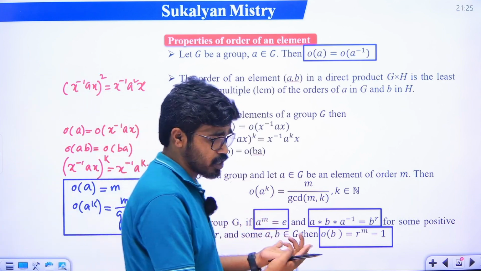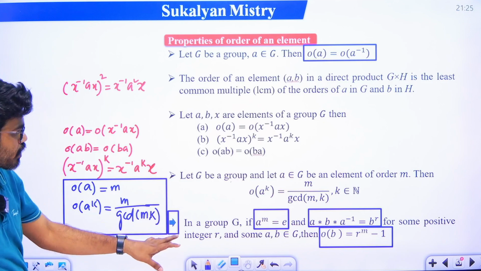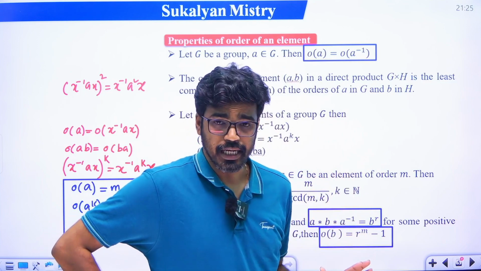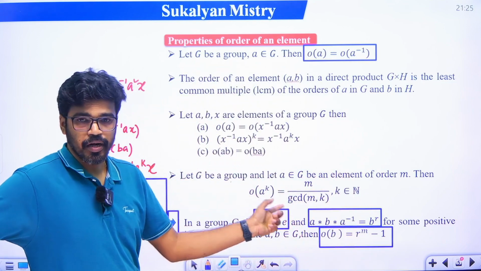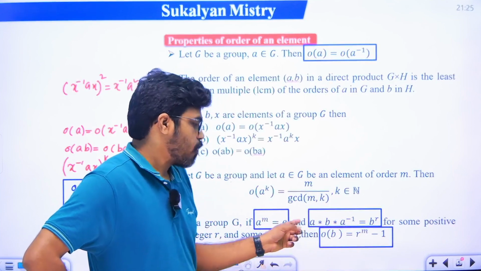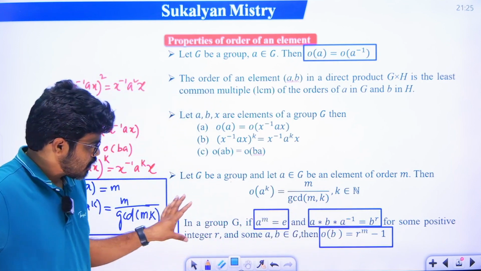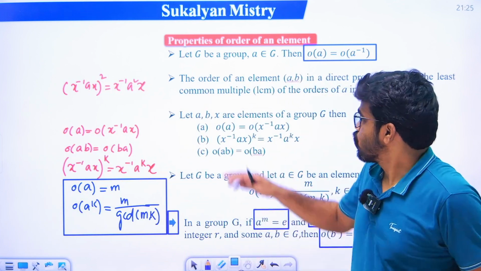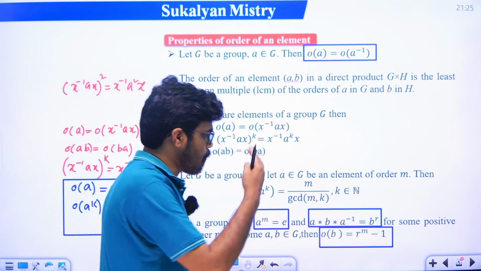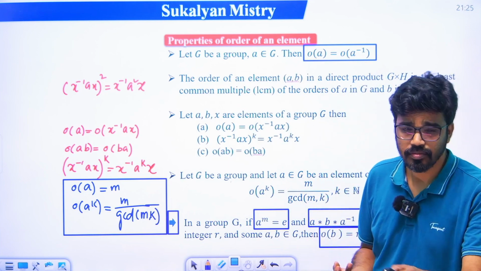This trick with the short note can solve many problems very fast. I repeat, it is very important. All the properties I have mentioned here are very important, and problems in the exam are based on these properties. A to the power M is E and A B A inverse is equal to B to the power R. Suppose we have to find the order of B, then order of B will be R to the power M minus 1. So these 5 properties are very very important. All the problems will be solved based on these five properties.